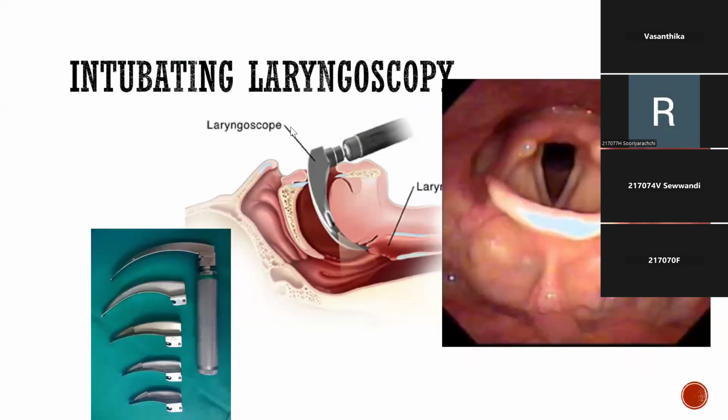This is called intubation laryngoscopy, when you are going for your theater clinical appointments. They look at the larynx to put the intubation tube in between these vocal cords to give the patient general anesthesia. So this is called intubation laryngoscopy.